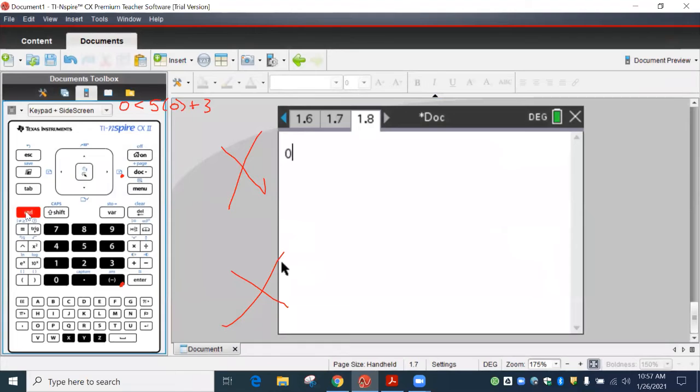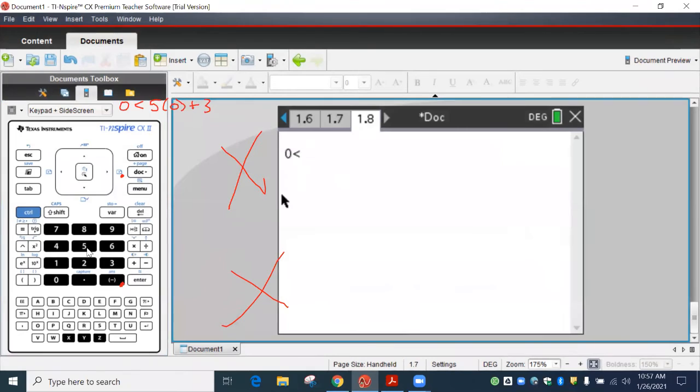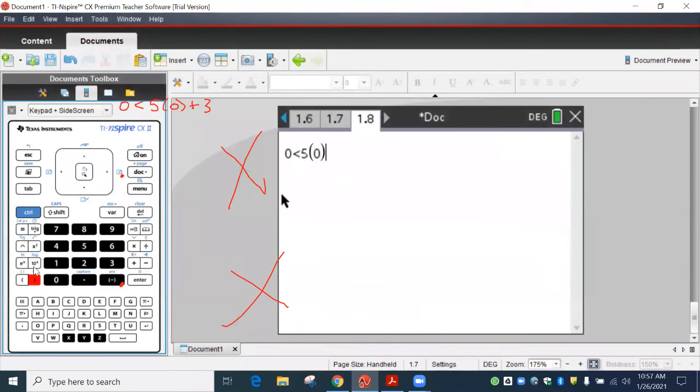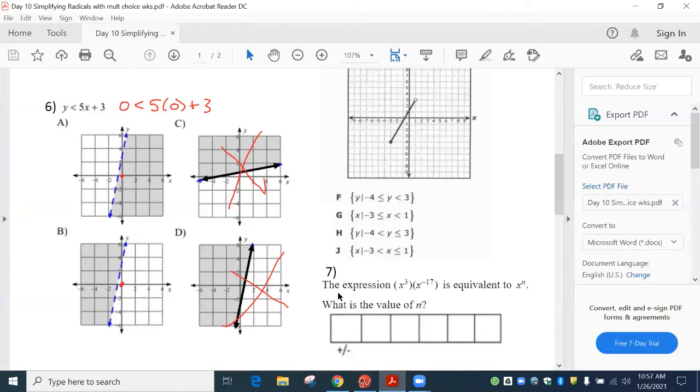So we're going to go 0. And on this one, you're allowed to put the symbol because there's no letters. So 0 is less than 5, 0 plus 3. All right, we hit enter. It says true. So we want the one where it's in the shaded area. (0, 0) is in the shaded area. So that would be A.